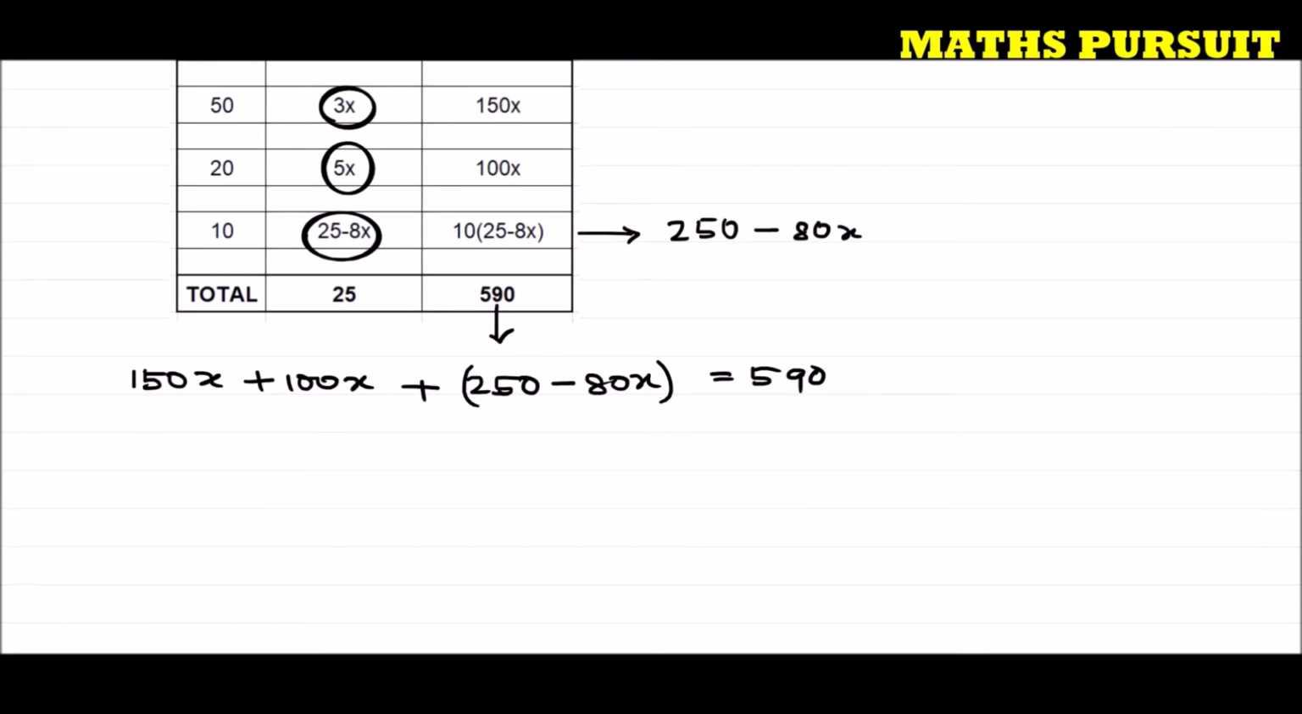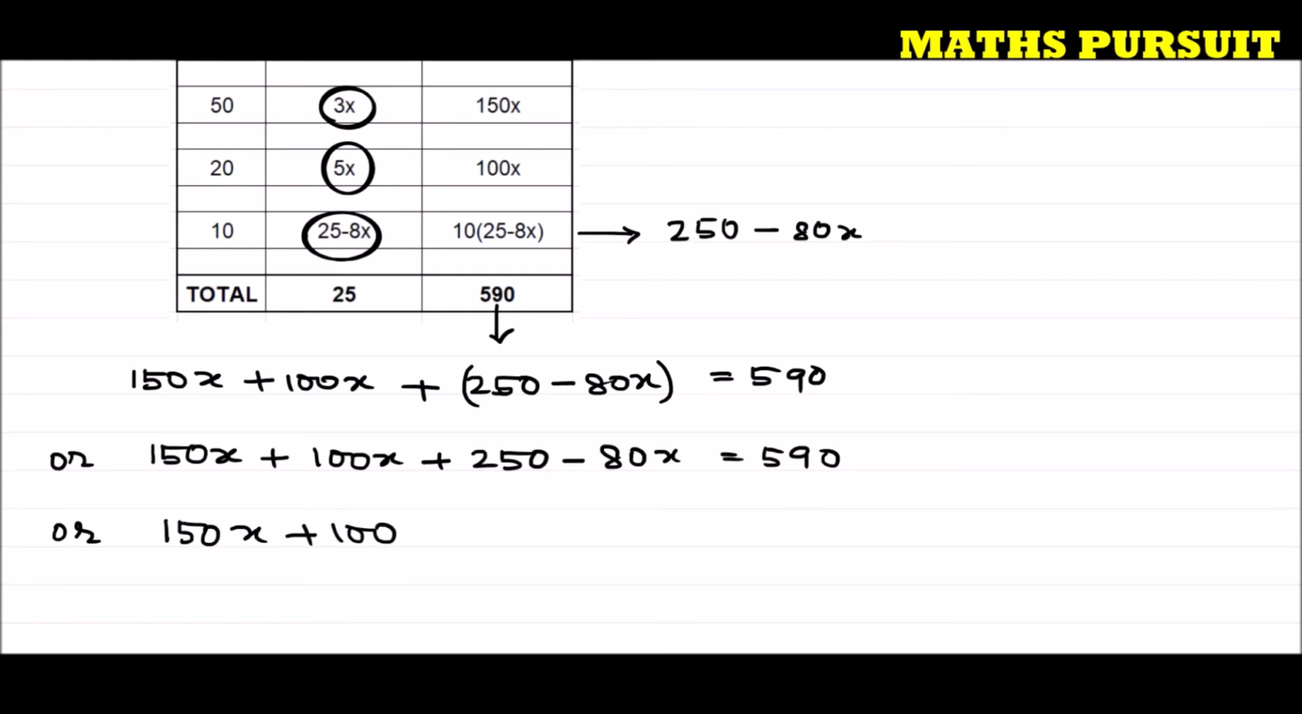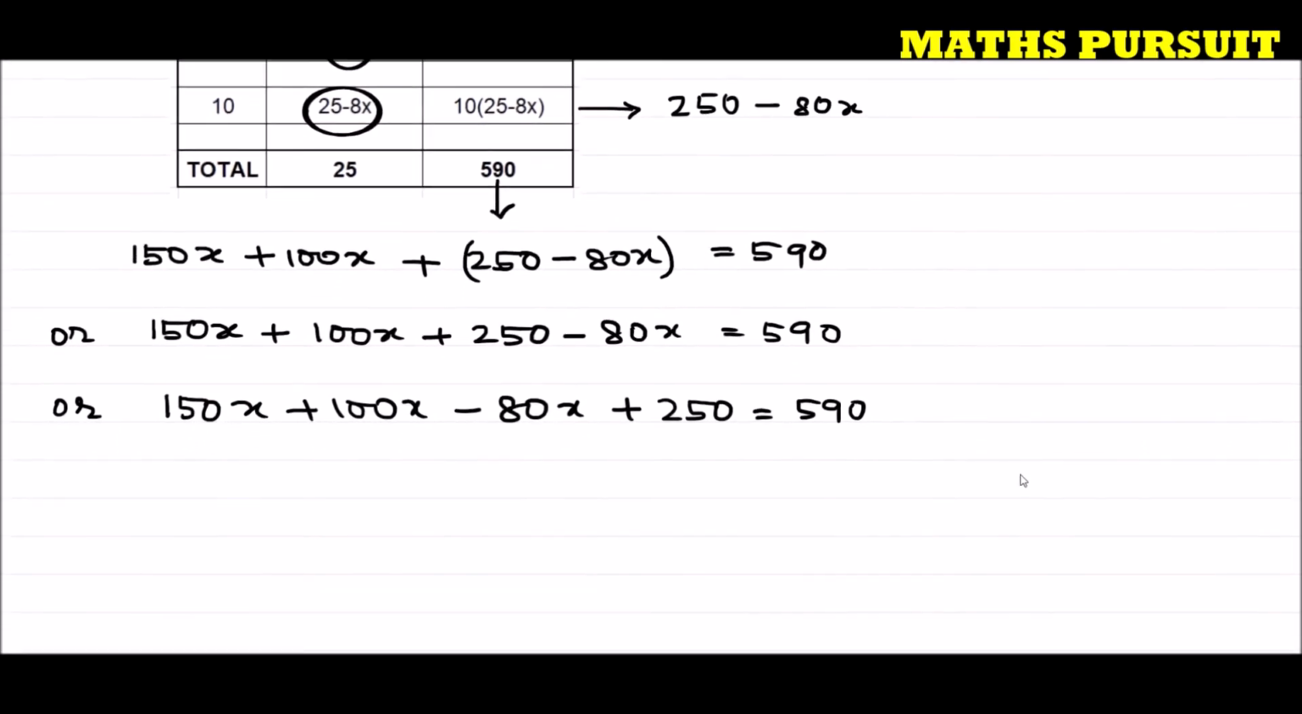Or I can write 150x plus 100x plus 250 minus 80x is equal to 590. Guys, in this step I have opened up the bracket. Or I can write 150x plus 100x minus 80x plus 250 is equal to 590. In this step, I just moved all the numbers having the x variable together. Now let us further solve this one.